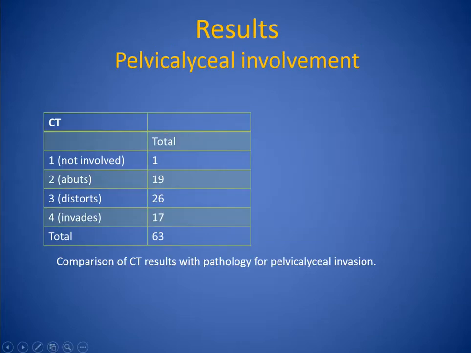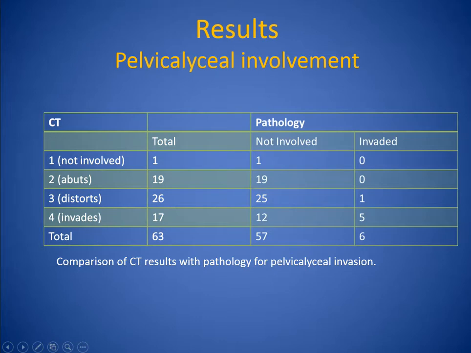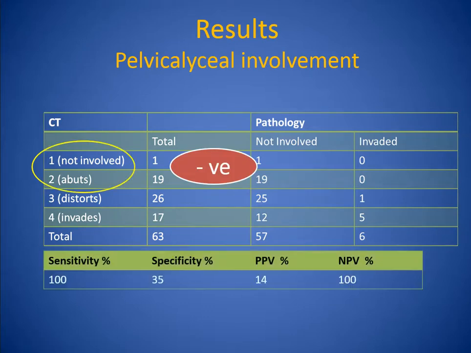On the other hand, with pelvicalyceal involvement, there was no involvement on pathology in those studies which were deemed not involved or abuts, whereas on those which had distortion and invasion, only one patient had invasion when there was distortion, and 5 out of 17 had invasion when there was appearance suggestive of direct invasion. So the sensitivity and negative predictive value is almost 100% with pelvicalyceal involvement.